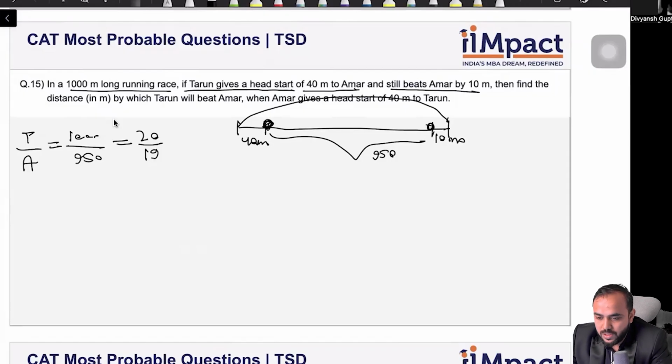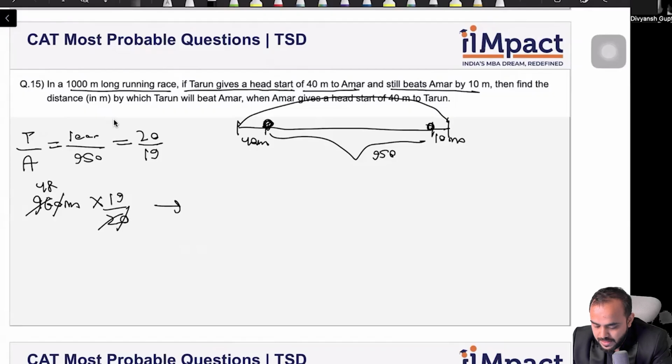Now, the distance by which Tarun will beat Amar when Amar gives a head start of 40 meters to Tarun. Now, Tarun only has to run 960 meters, corresponding to which Amar will run 960 into 19 by 20. Correct? This comes out to be 96 into 19 by 2. This is 48. So 48 into 20 is going to be 960, and I'm going to subtract 48 from that. So 960 minus 48, that is 912 meters is what Amar will run.